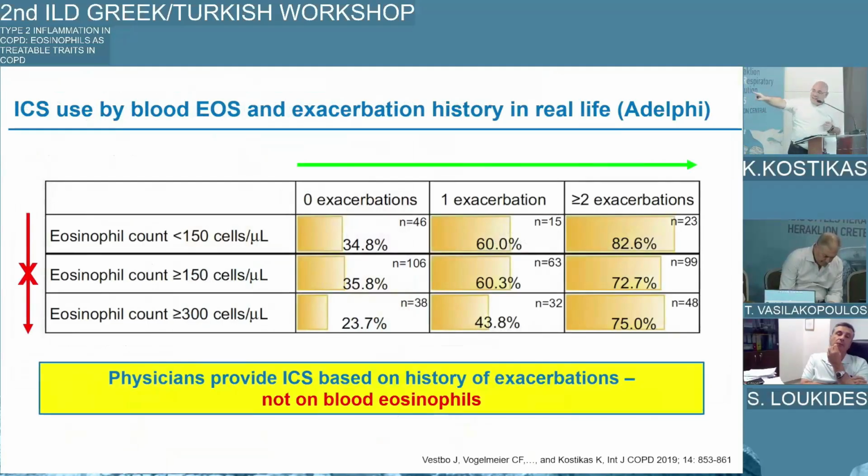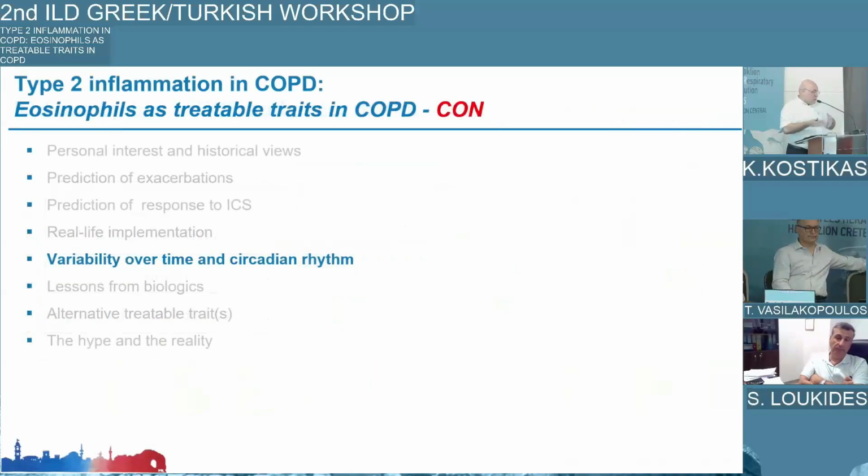They take into account exacerbations, and you can see that the more the exacerbations, the more the use of ICS, but they don't take into account the more blood eosinophils, and they do the same irrespective of the level of blood eosinophils. So physicians are not using blood eosinophils. This is bad. We need to improve that. But anyway, this is an argument in my favor, so I'll use it.